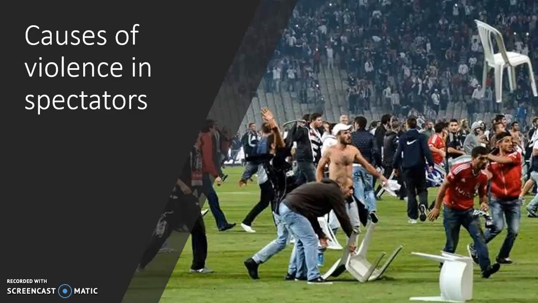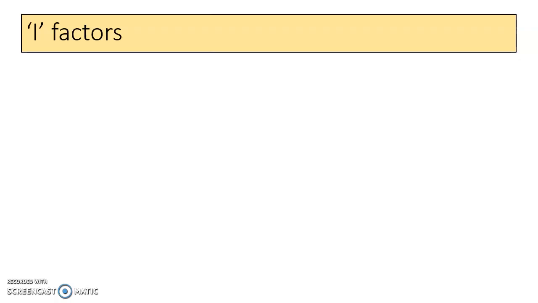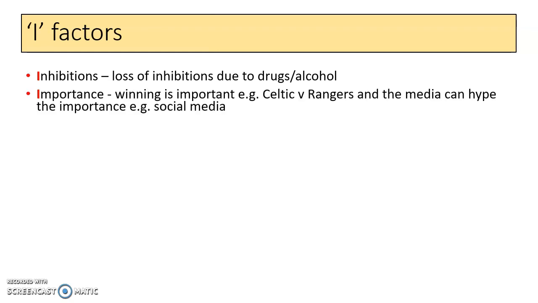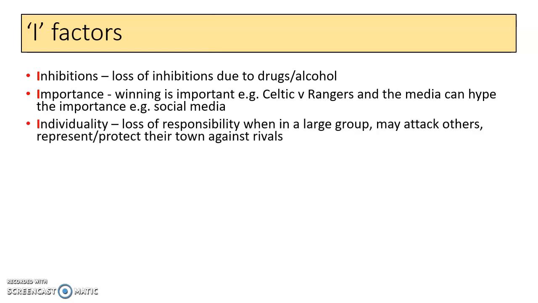So now we're going to look at the causes of violence in spectators. So for spectators, we've got the I factors. So each of these begin with an I. So we've got inhibitions. They might lose their inhibitions because they've been taking drugs or drinking alcohol before a game. The importance, so winning the game is important. So if you think about Celtic versus Rangers football, there's always media hype, social media especially now, building that hype up before a match. We've got individuality.